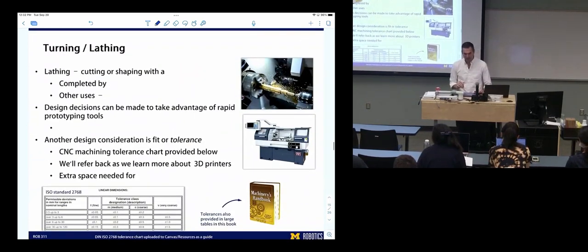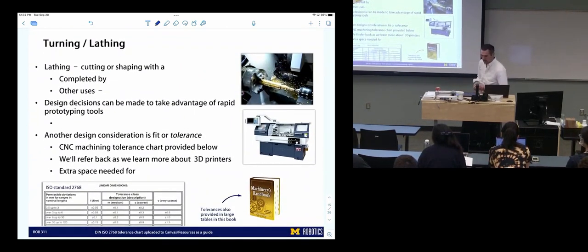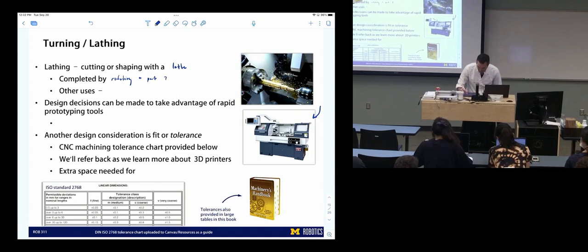In addition, the other one I want to mention is lathing or turning. So lathing is similar, except that the part is spinning and the cutting surface moves at a radius. Cutting or shaping with a lathe, which is what this is, is completed by rotating a part and cutting at a radius.